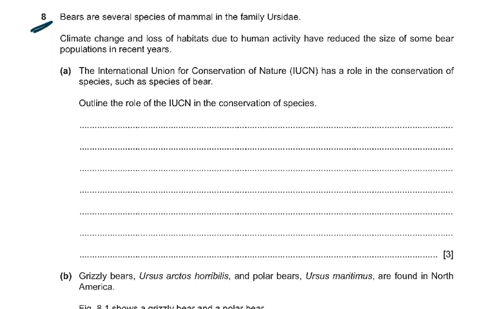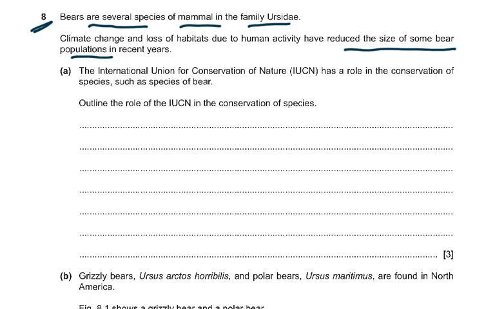Now coming to question number 8, bears are several species of mammal in the family Ursidae. Climate change and loss of habitats due to human activity have reduced the size of some bear populations in recent years. The International Union for Conservation of Nature (IUCN) has a role in the conservation of species such as species of bear. Outline the role of IUCN in the conservation of species.